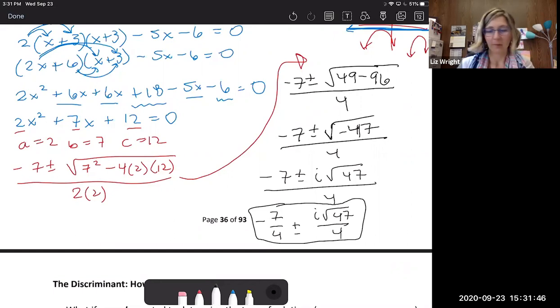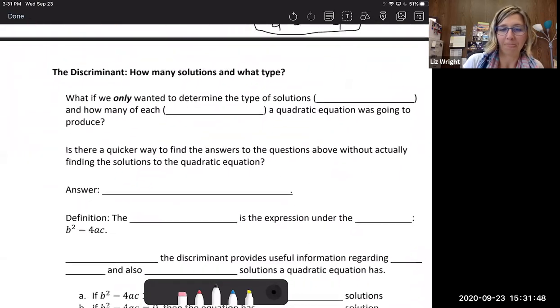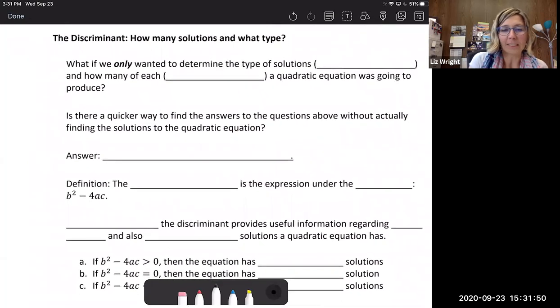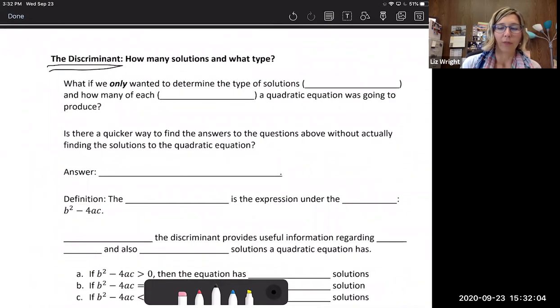Okay, we're going to look at the next part. The discriminant. I love that word, the discriminant. How many solutions and what type? All right, well, we're going to take some notes and then we'll talk about what the heck is the discriminant. So this is where it's helpful. What if we only wanted to determine the type of solutions, meaning real or complex?